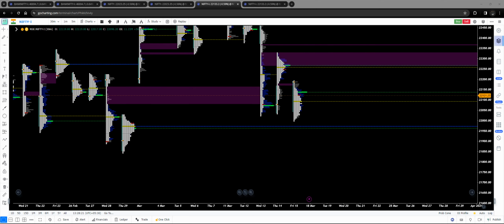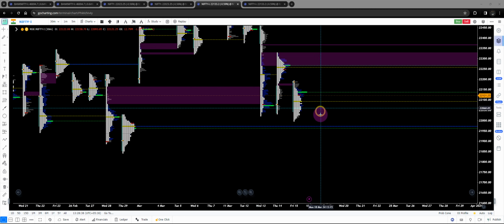So what can happen on Monday is, if you open here, we can go here and then come back here, or if you open below, we go below 22,050, we can test this zone and then go up. So that is why I just suggested to wait till Monday and see.